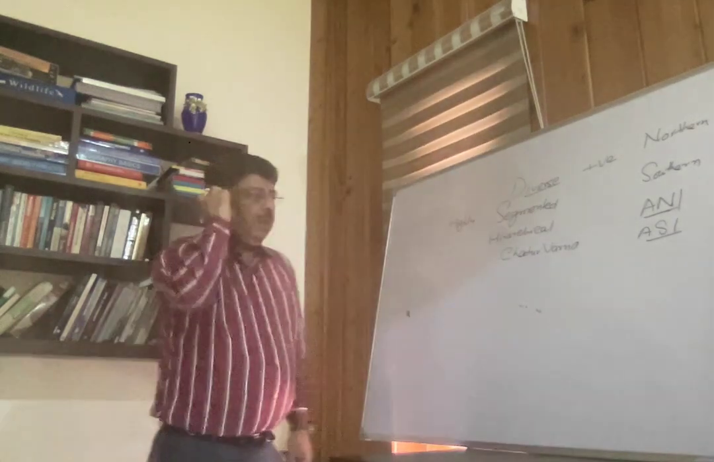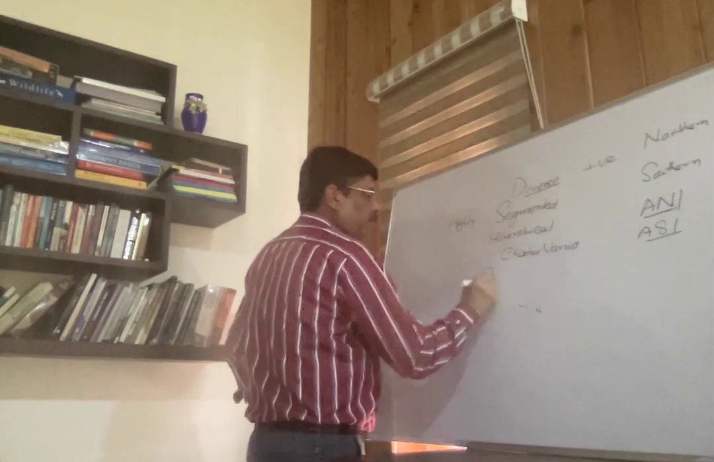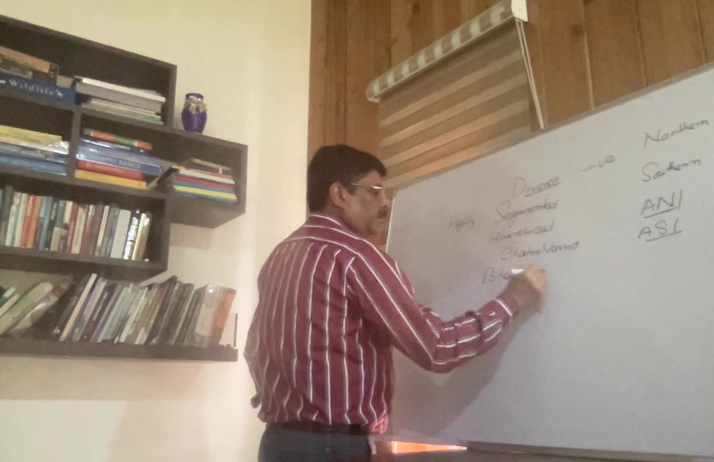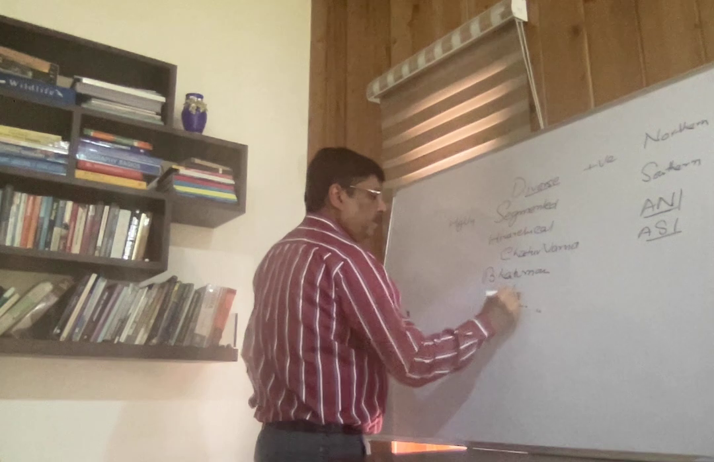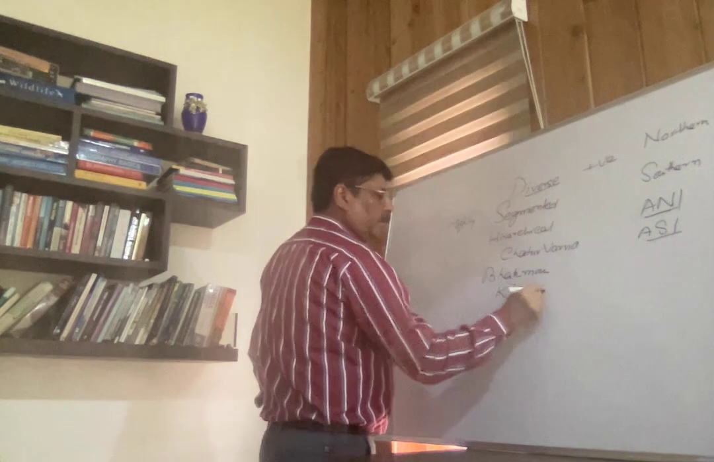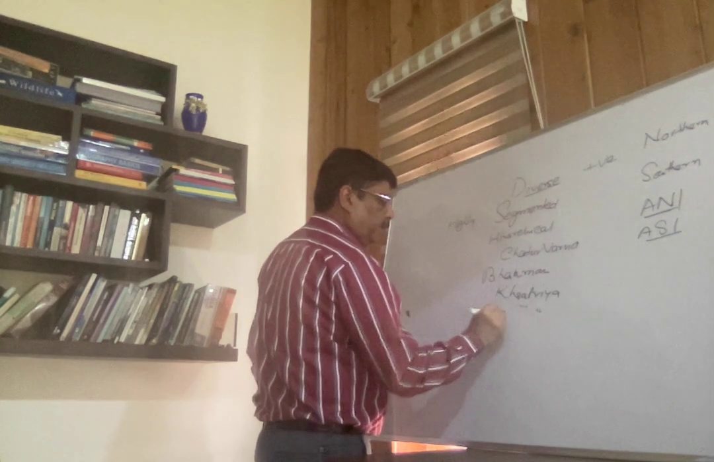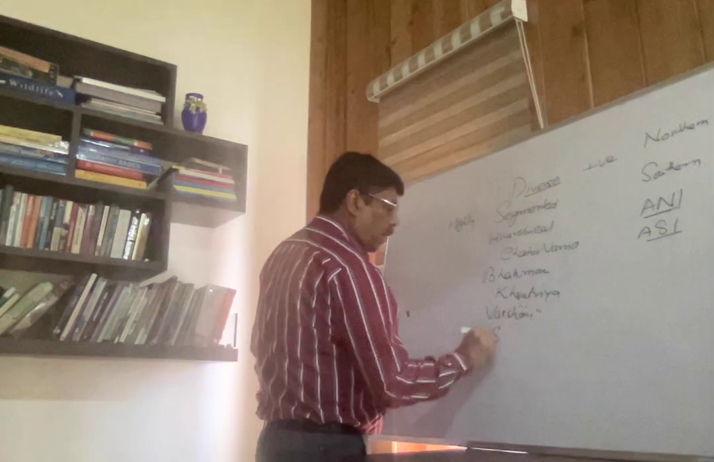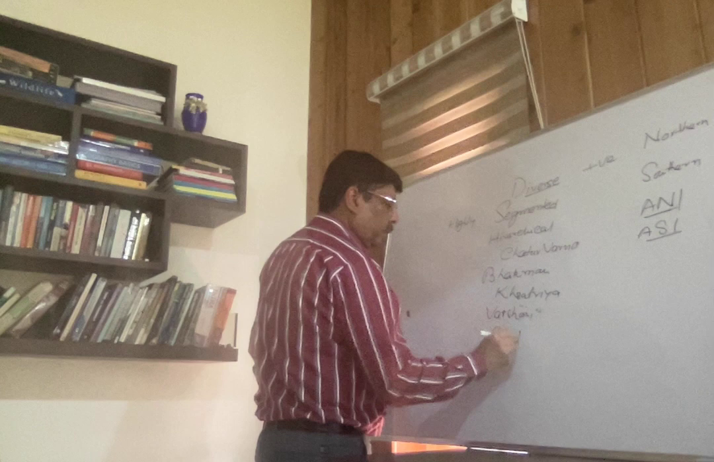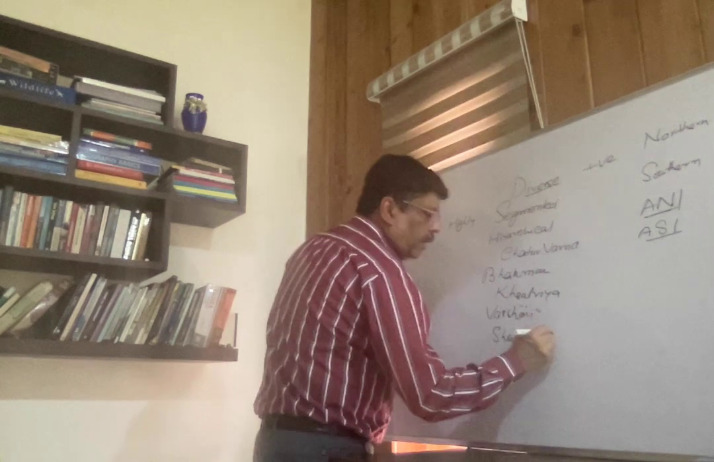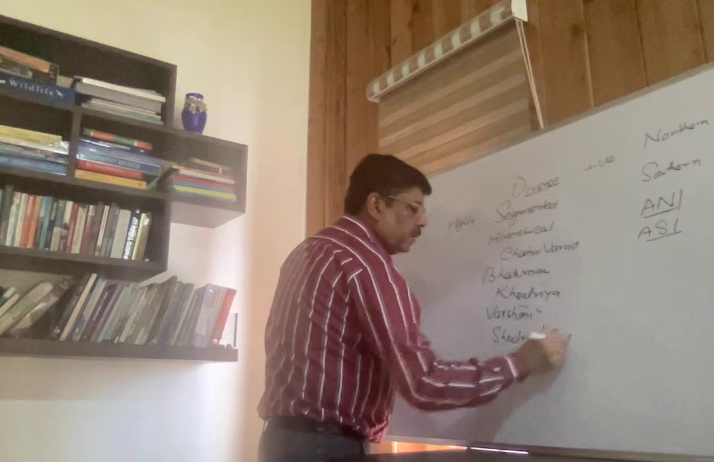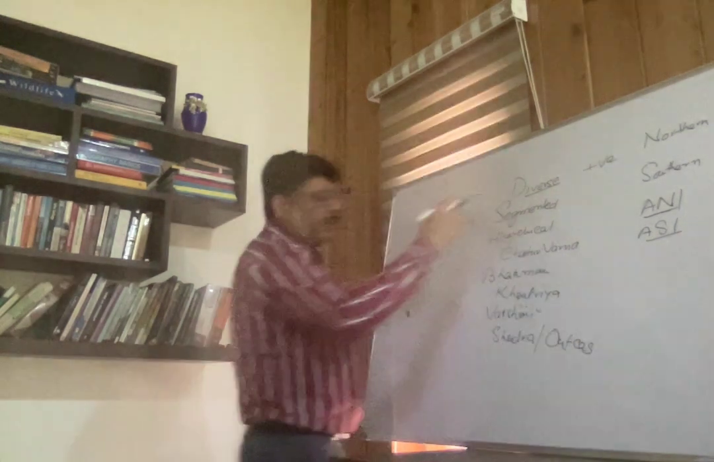Brahman, Kshatriya, Vaishya, Shudra. The Shudras were considered outcasts. Chaturvarna system.